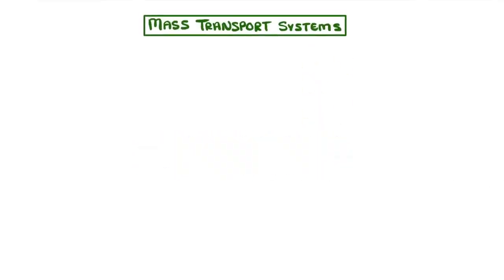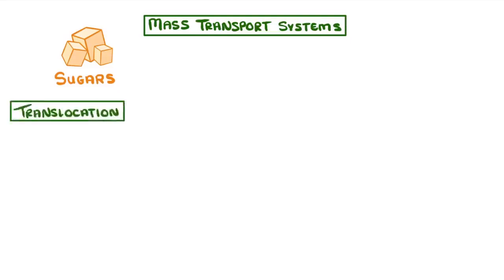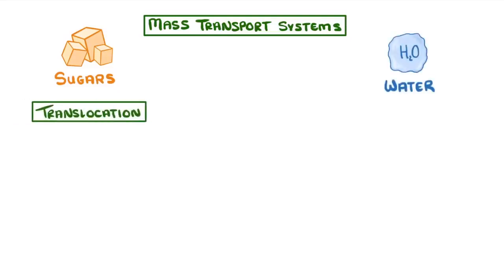In this video, we're going to take a look at the mass transport systems of plants. So we'll explore how they transport their sugars, which is known as translocation, and their water, through transpiration.